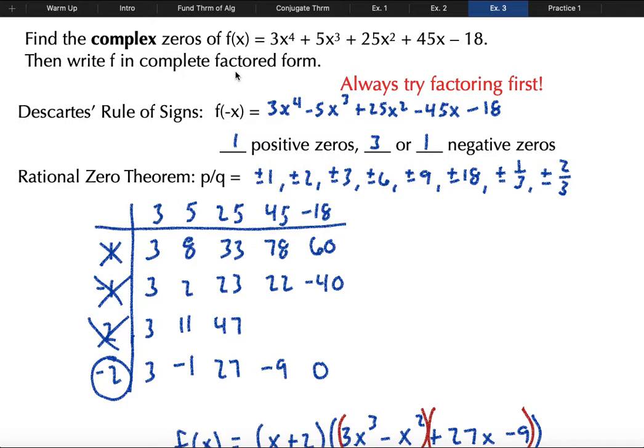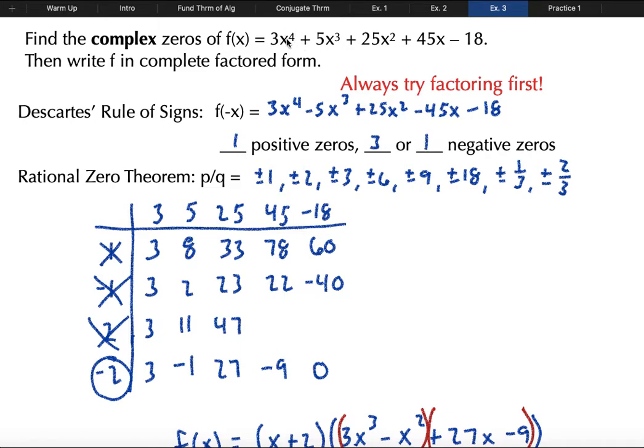All right, so first thing I've done here is I've used Descartes' rule of signs to help me start to narrow things down. There's only going to be one positive 0 because there's only one sign change in the coefficients of f of x. And that means one positive real 0. And then here's f of negative x. There are 3 sign changes. So there could be 3 negative zeros or 1 negative 0 by Descartes' rule of signs. Okay.